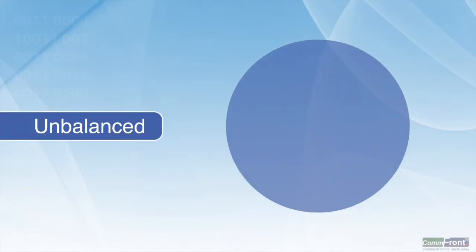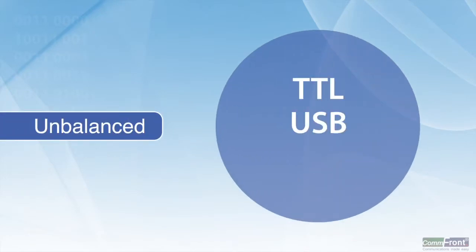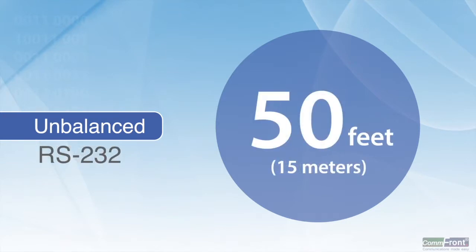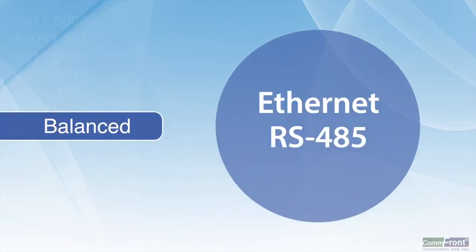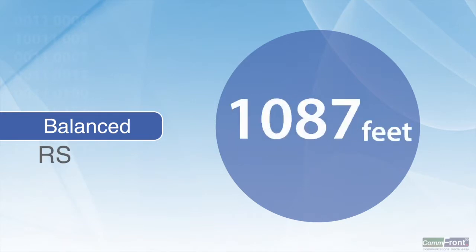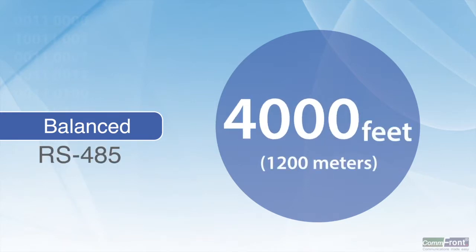Unbalanced signals such as TTL, USB, and RS-232 can transmit reliably only up to 10 feet, 15 feet, and 50 feet. Balanced signals such as Ethernet and RS-485 are capped at 330 feet and 4,000 feet. With a growing range of connectivity platforms, modern data networks require not just compatibility and reliability, but also flexibility and expandability.